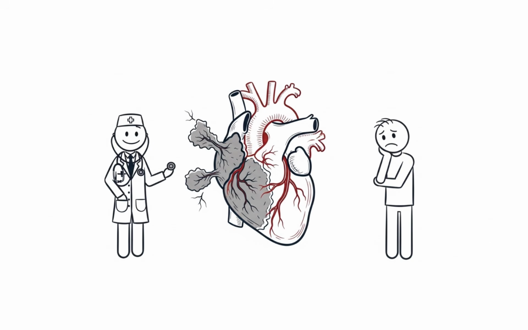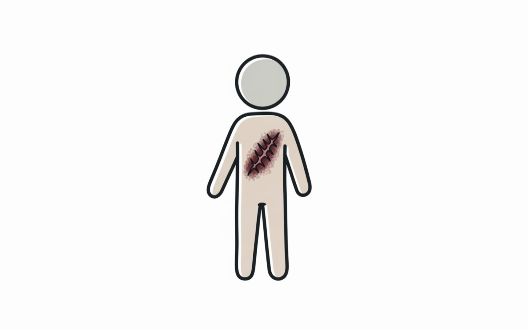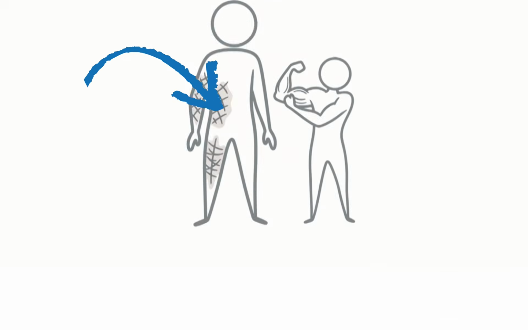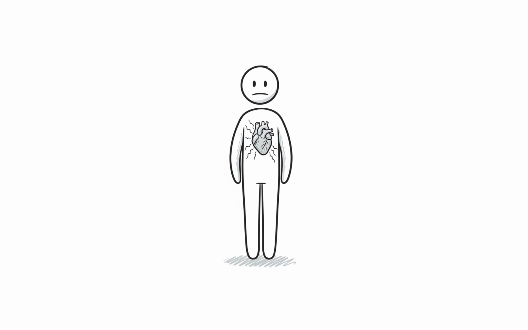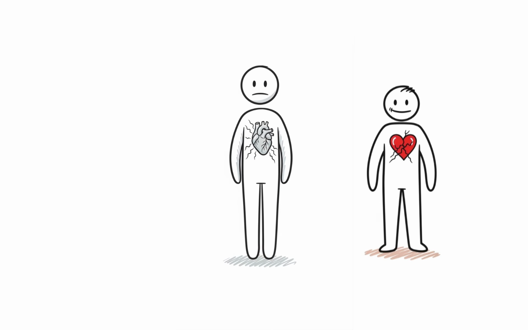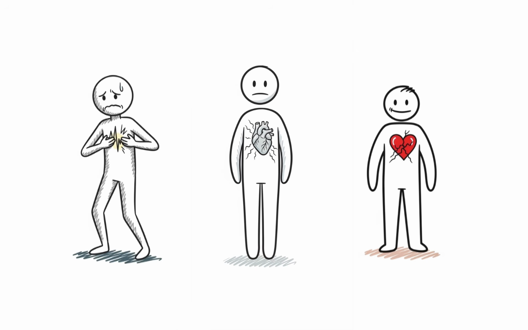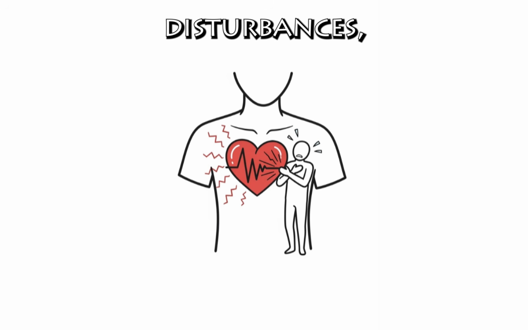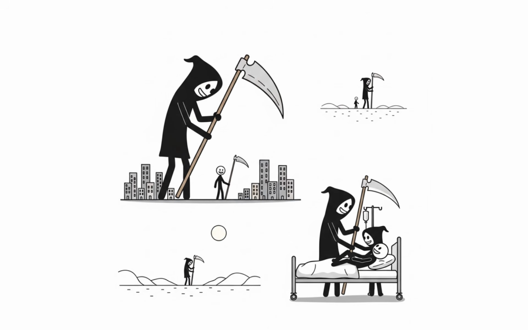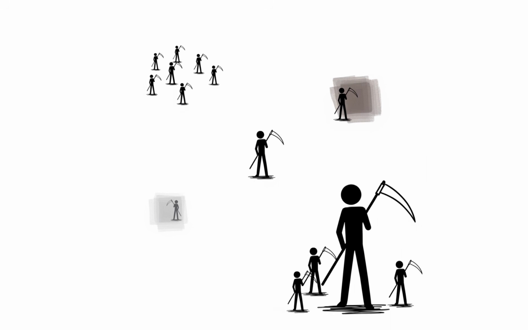When heart muscle tissue dies, it is replaced by scar tissue. Scar tissue does not contract like healthy muscle, reducing the heart's overall pumping ability. This can lead to complications such as heart failure, dangerous heart rhythm disturbances, or sudden cardiac death, depending on the size and location of the damage.